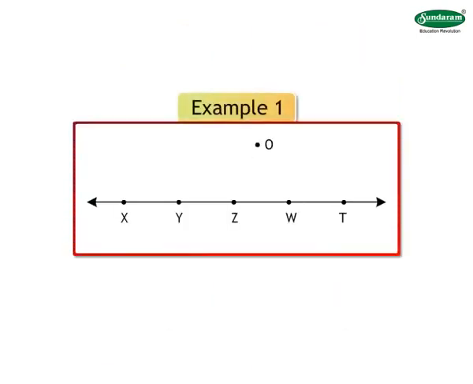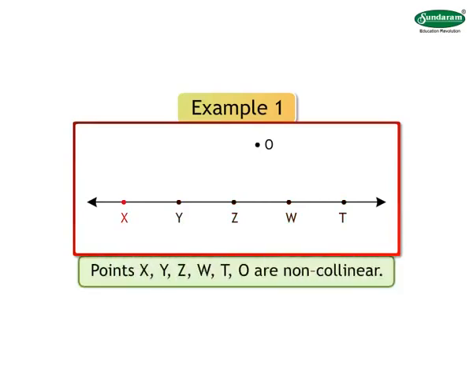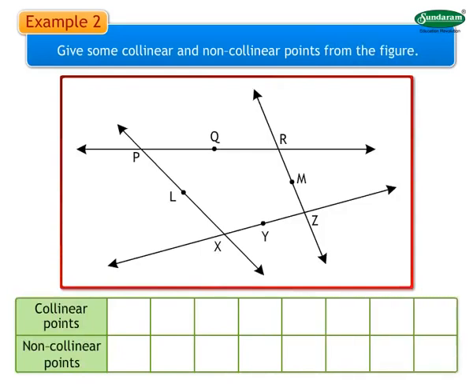Example 1. Points X, Y, Z, W, T lie on a straight line or line XT passes through these points. Hence, points X, Y, Z, W, T are collinear. Points X, Y, Z, W, T, O are non-collinear as one line cannot be drawn passing through them. Example 2. Give some collinear and non-collinear points from the figure.